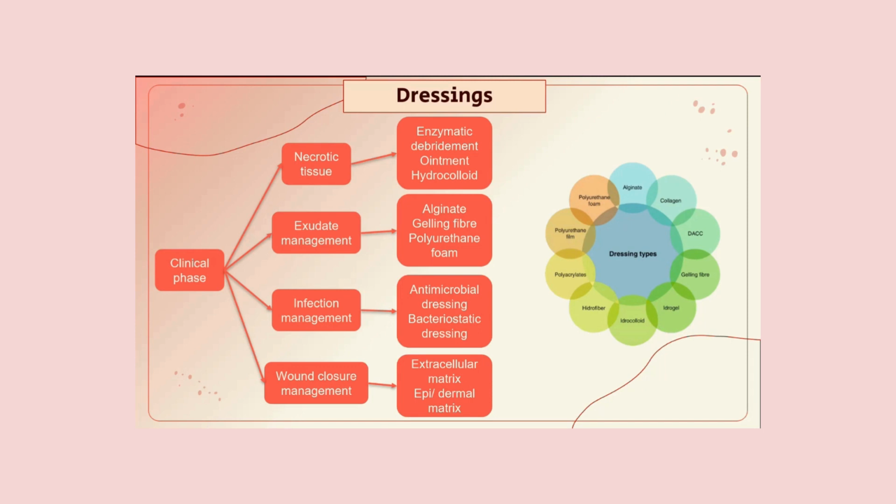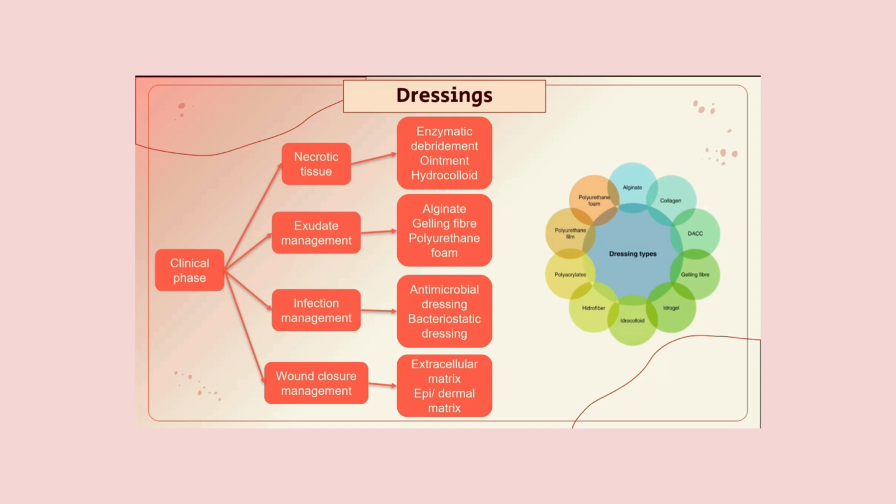Coming next to the dressings, different types of dressings are there, namely alginate dressings, collagen dressings, gelling fiber dressings, and polyacrylate dressings. The different dressings vary in their mechanism of action. We will briefly look at some of the dressings.